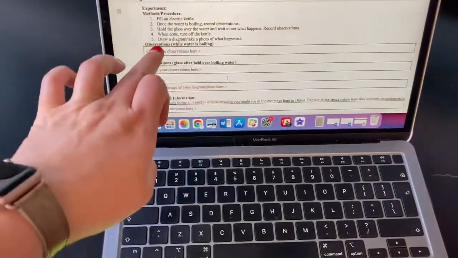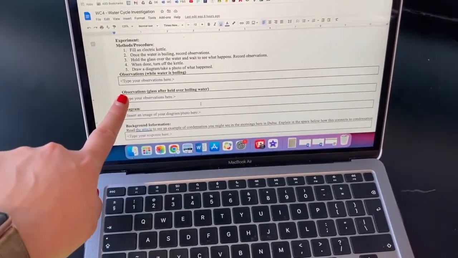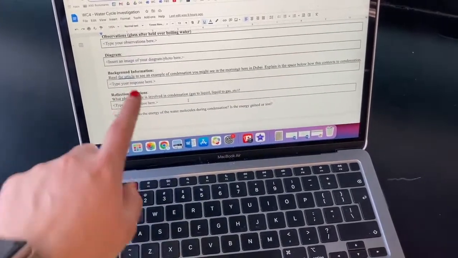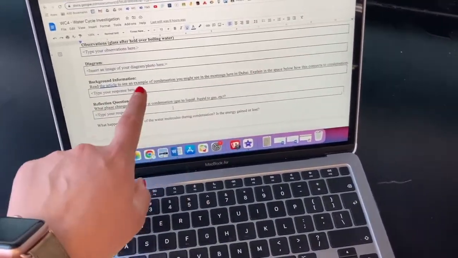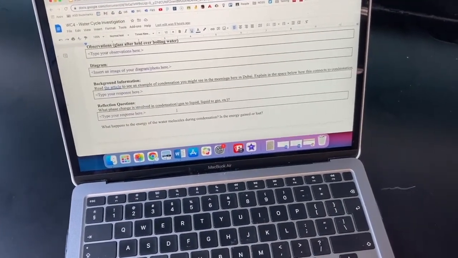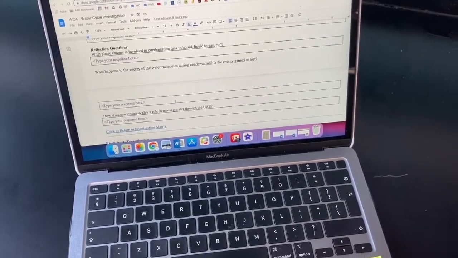Okay, so you want to write observations for what happened in the kettle and what happened in the beaker. You can maybe include a screenshot. And then there's a little background article where you want to basically explain how the article about fog connects to condensation. And then there are 3 reflection questions.